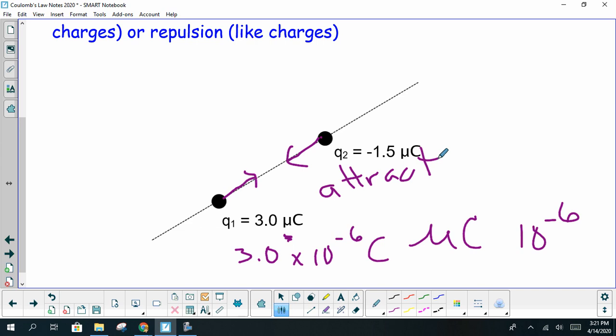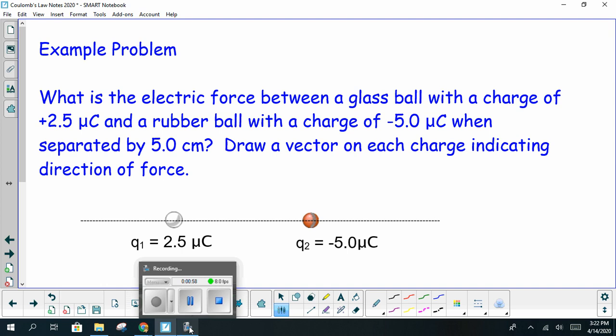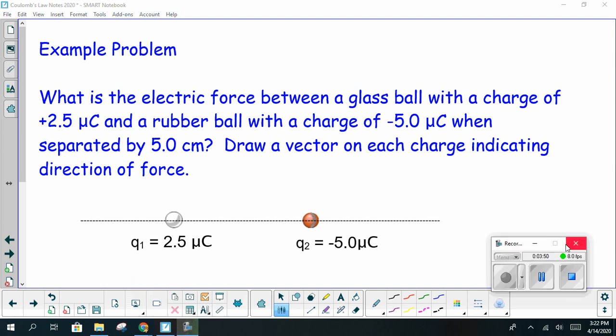All right, I think we are ready to try an example problem. Here is our example problem that we're going to try to do. I'm going to ask you to pause the video at this point and read that problem. I want you to draw the vectors that represent the forces acting on Q1 and Q2, and then we'll come back together in just a moment. So pause the video, sketch this out in your notes, and then draw those two forces in.